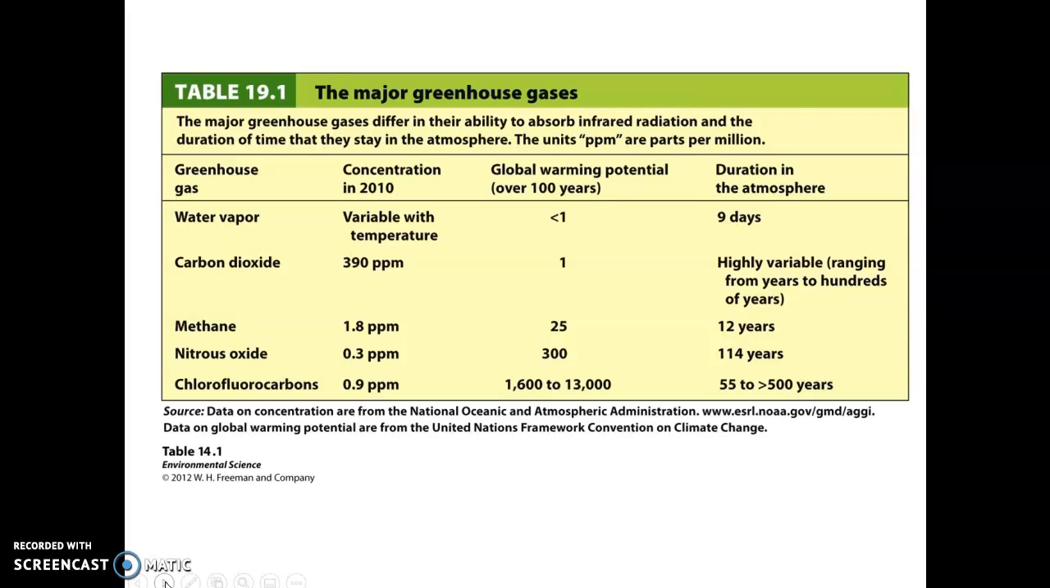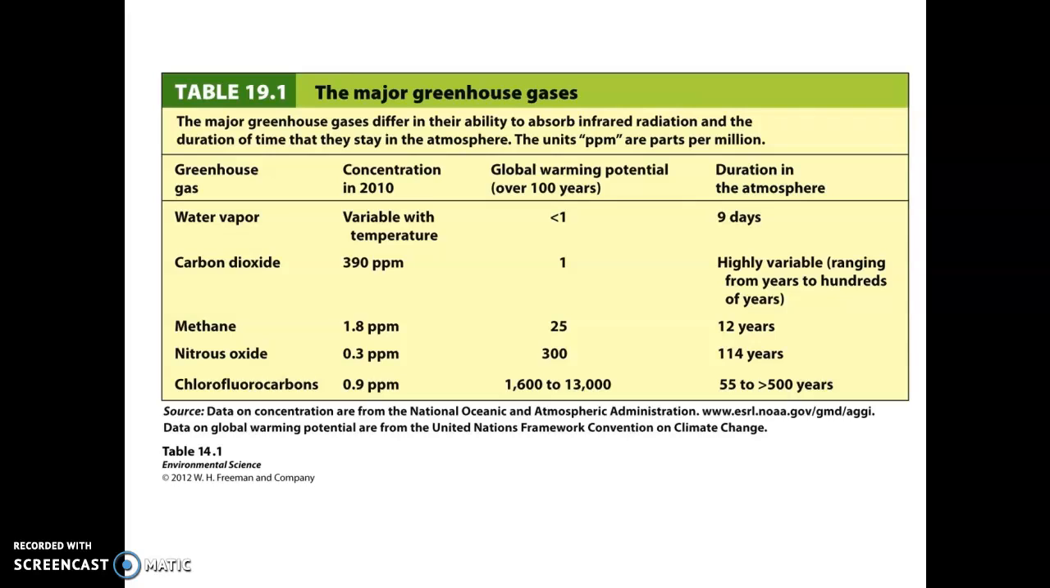So this is a table from your textbook, and it lists the major greenhouse gases and what their concentration in 2010 was. And then we'll look at two other factors, global warming potential and duration in the atmosphere. So you can see, for example, that carbon dioxide in 2010 was 390 parts per million. So by the way, here we are in 2020, not even finished 2020, and we are up to 413 parts per million concentration of CO2.